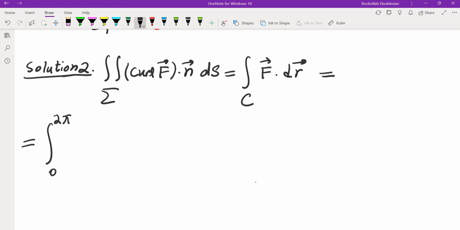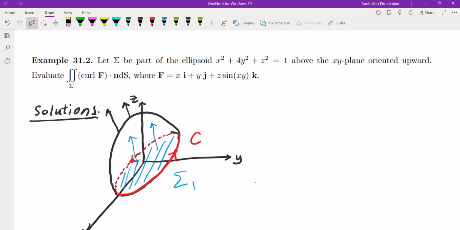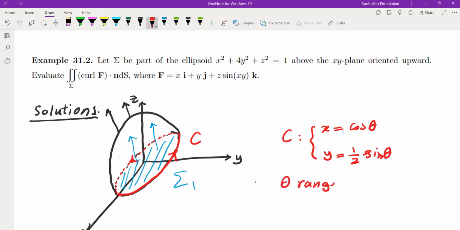Because it's an ellipse and because the orientation is counterclockwise when viewed from above, theta would go from 0 to 2 pi. So what are the values of x and y? x is cosine of theta, y is 1/2 sine of theta, and theta ranges from 0 to 2 pi. So we can take that, evaluate f at these points.